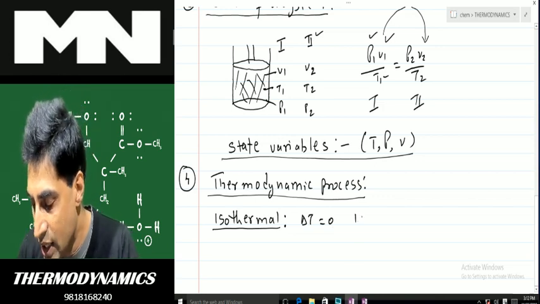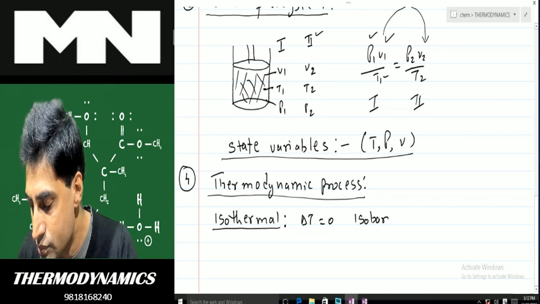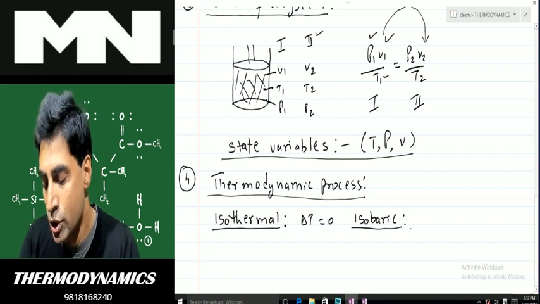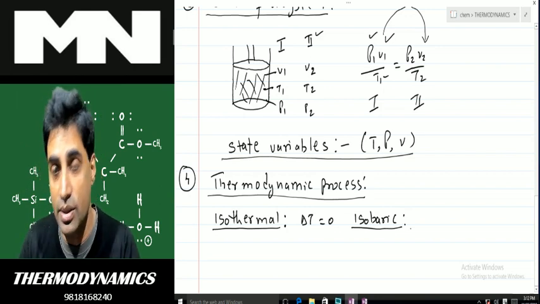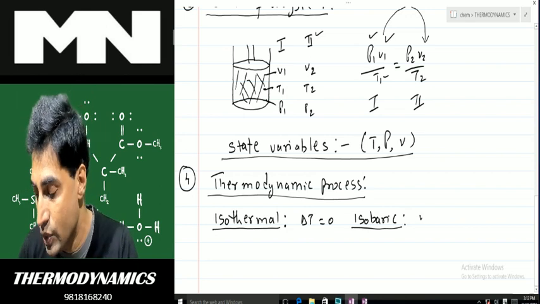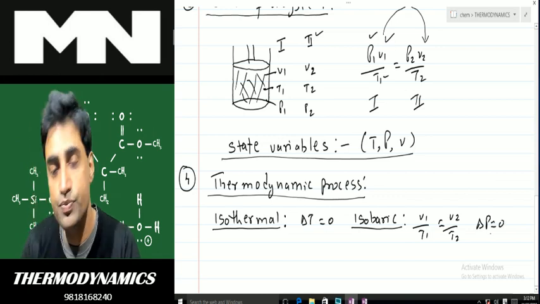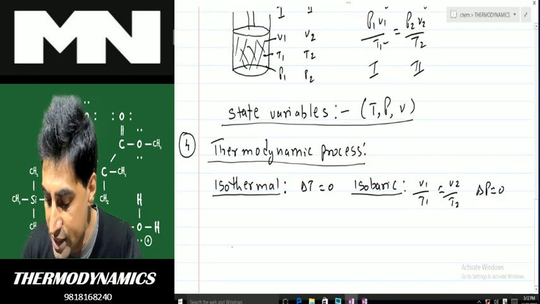Next we have isobaric. As the name suggests, isobaric means the pressure is constant. So these are the processes in which the pressure remains the same. That means the formula over here will be V1 by T1 is equal to V2 by T2, since delta P is equal to 0.